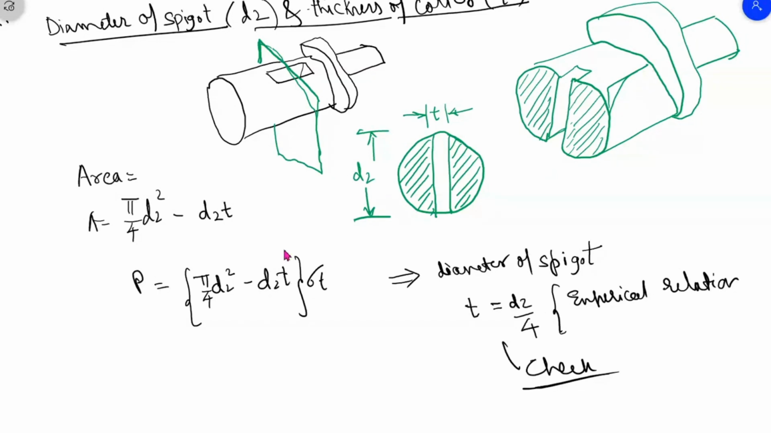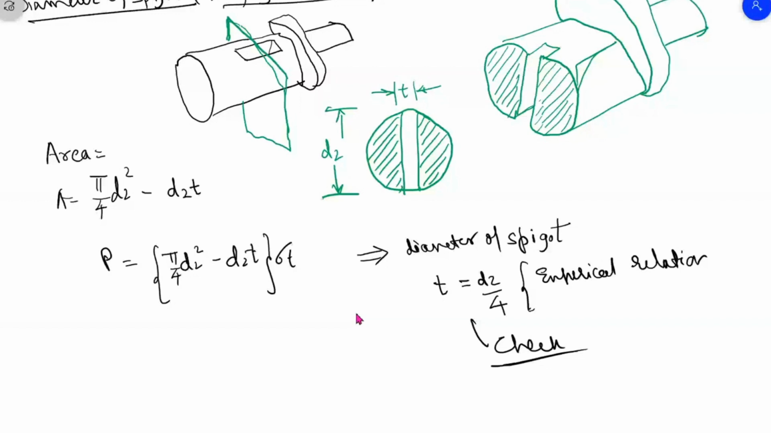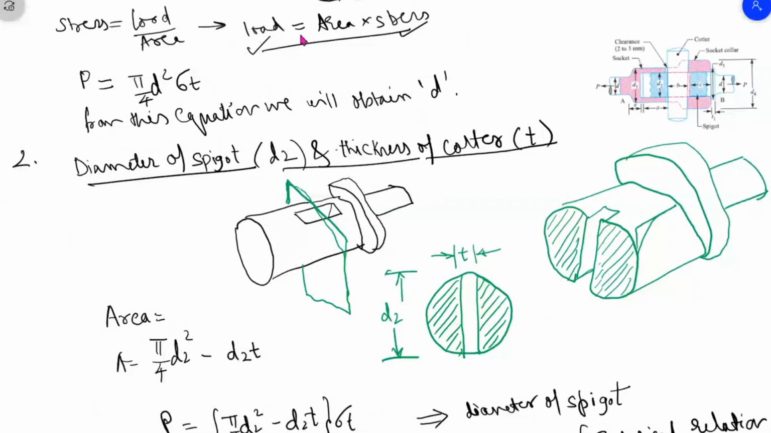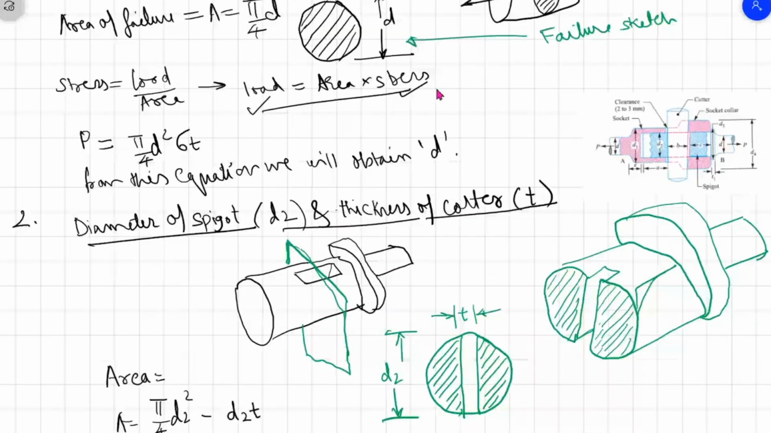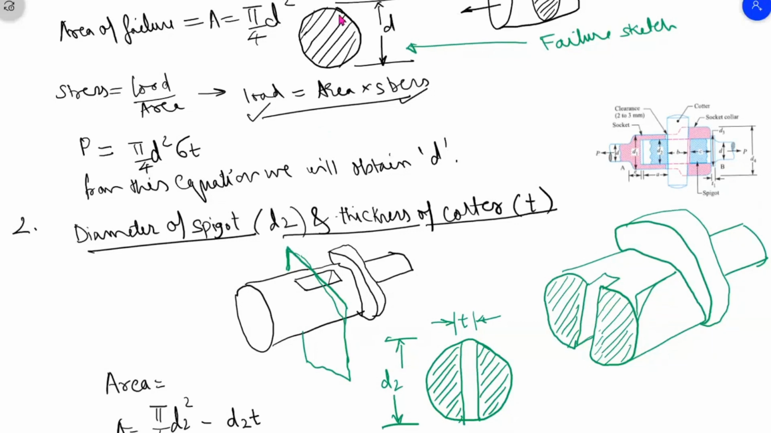Now understand that you do not have to memorize any formula. This basic formula is the same: load equal to area into stress. Is there any student in the class who doesn't know how to find the area of a circle? Each one of you knows it is pi by 4 d square. So each one of you can write P equal to pi by 4 d square into sigma t.